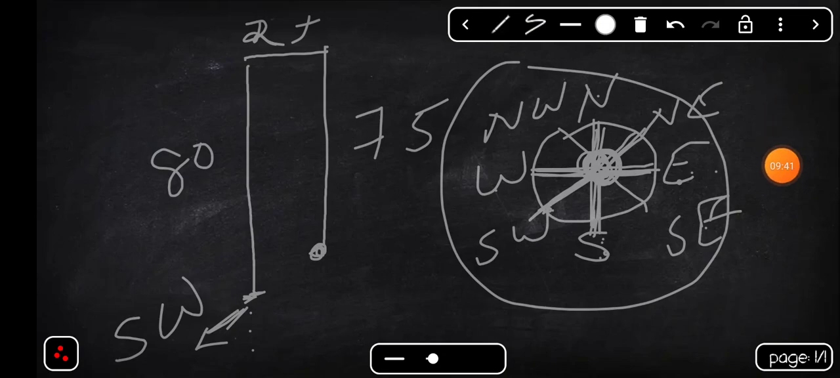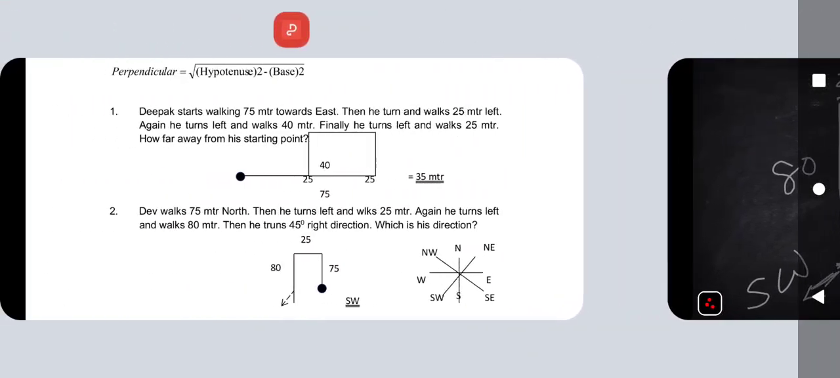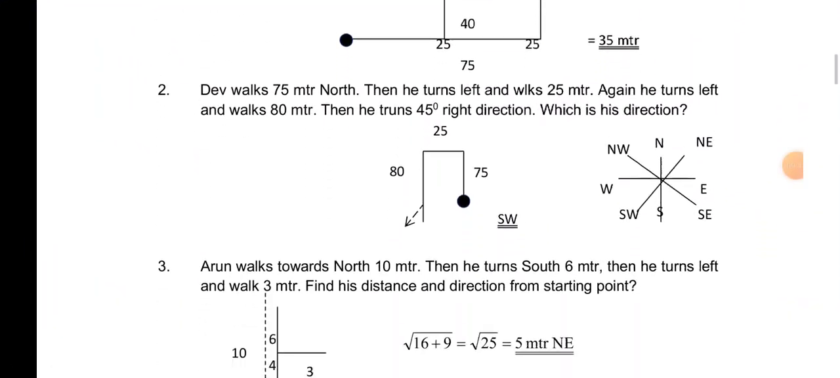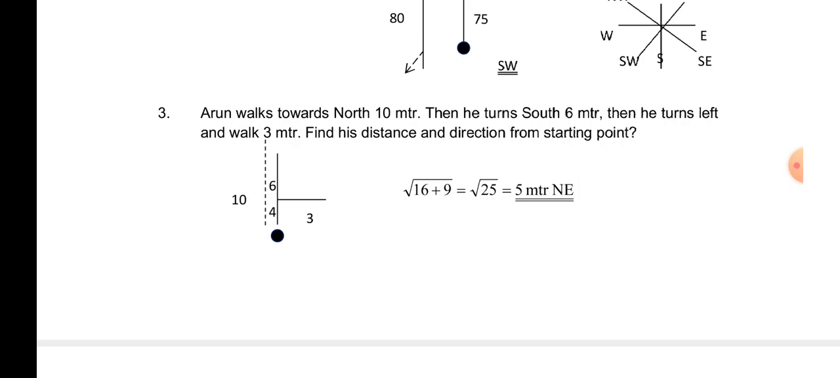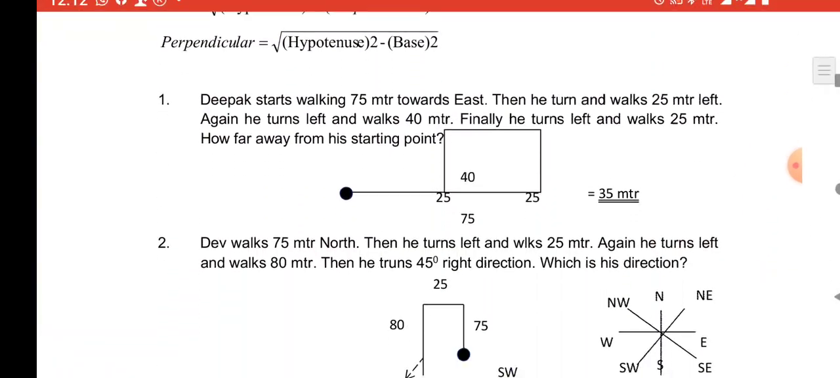Now let us see the next question. Question number 3 says, Arun walks towards north 10 meter. Then he turns south and walks 6 meter. Then he turns south, walks 6 meter. Then he turns left and walks 3 meter. Find his distance and direction from the starting point. This is the question. Let us see how to do it on the blackboard.